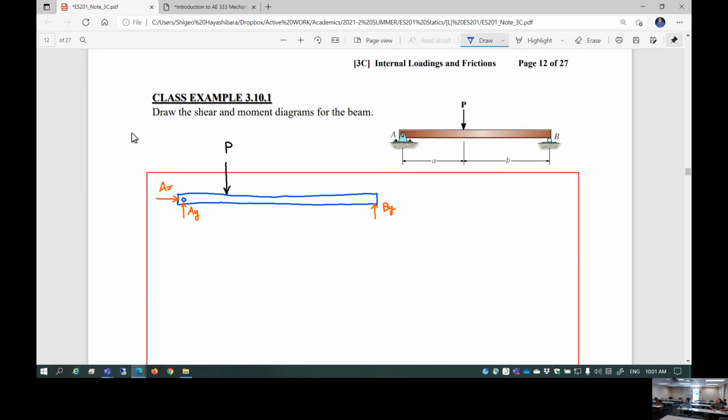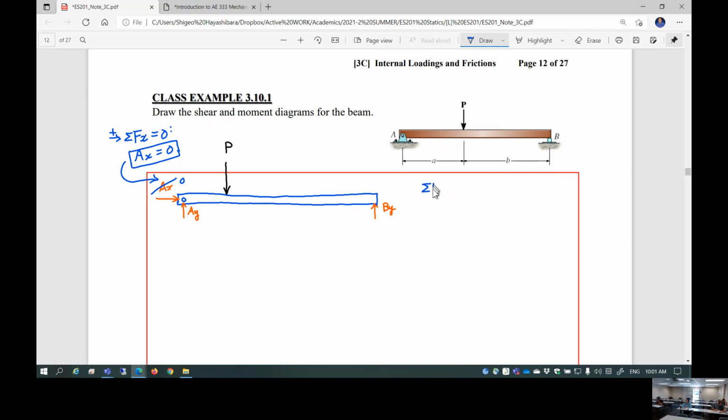As usual, easy one first: apply summation of the force in x direction set equal to 0. Let's say this is positive x. This gives a very simple result. AX must be 0 because this is the only force in the x direction. That means no normal force. This is 0.